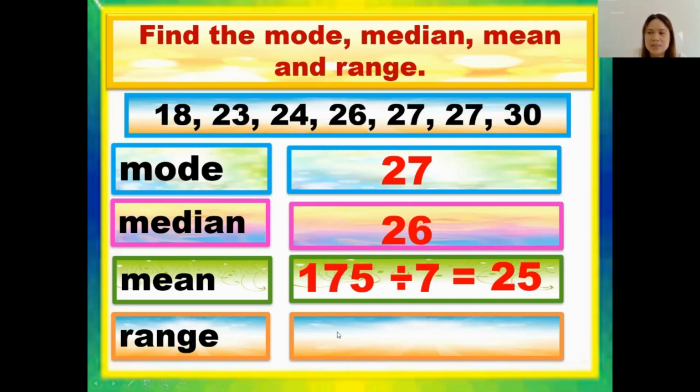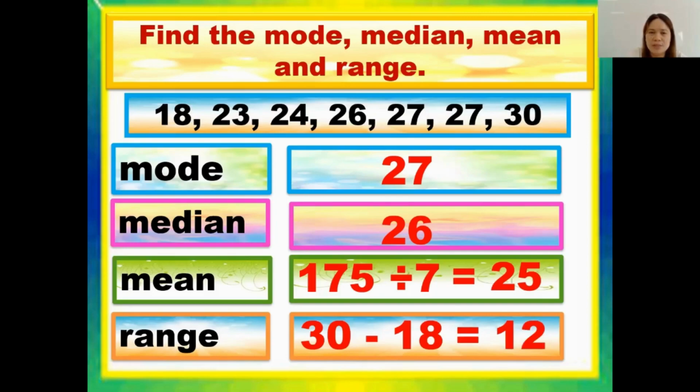And the range is the difference between the highest and the smallest value. So I can have here 30 is the highest value, while 18 is the smallest. So I can just have 30 minus 18, which gives me an answer, which is 12.